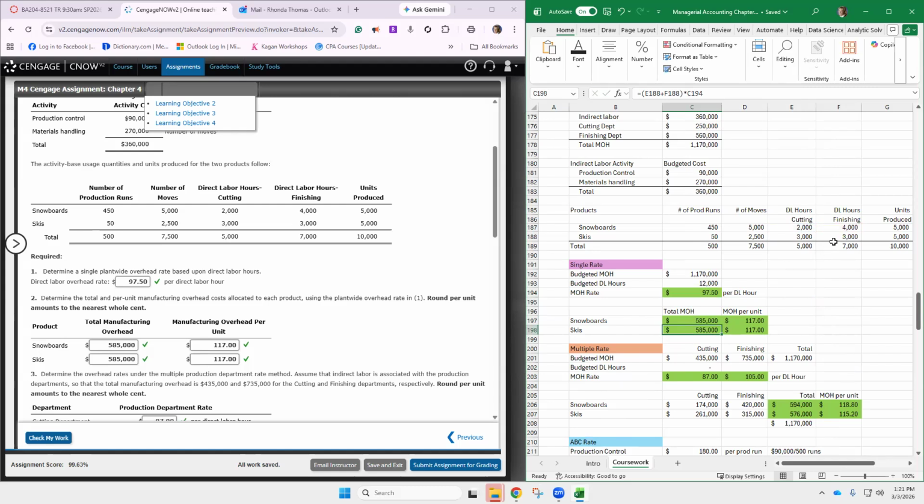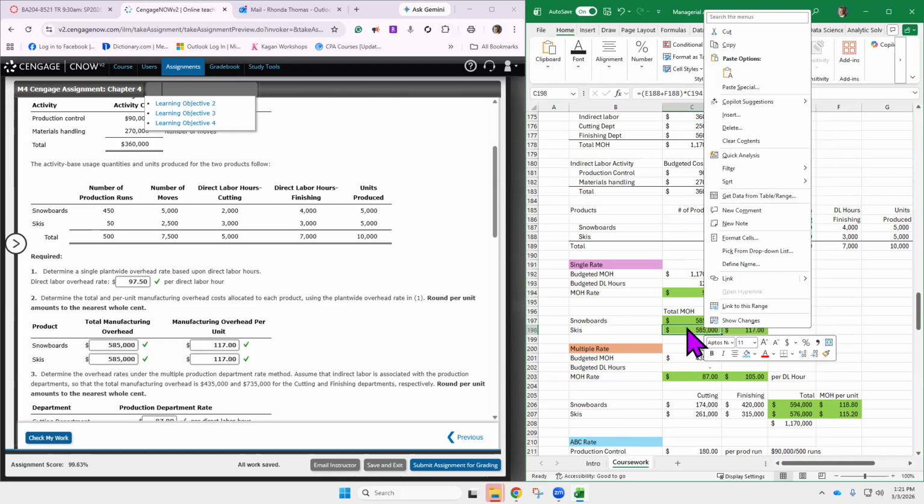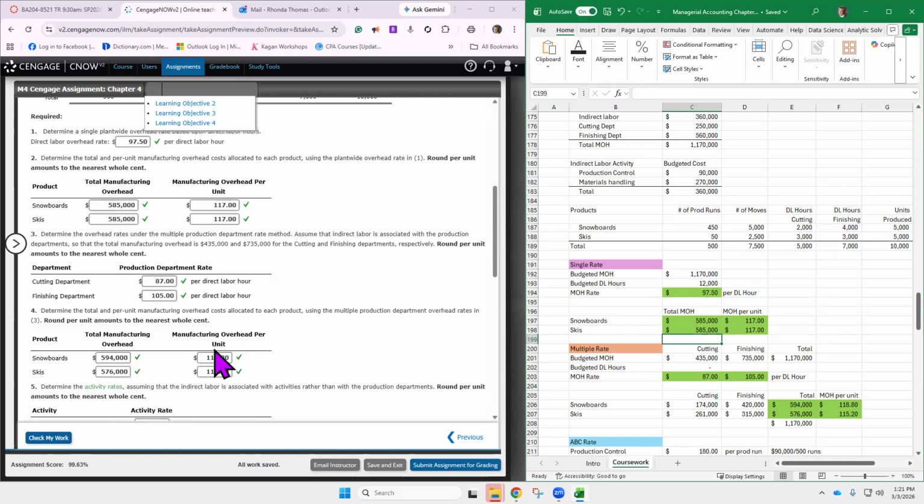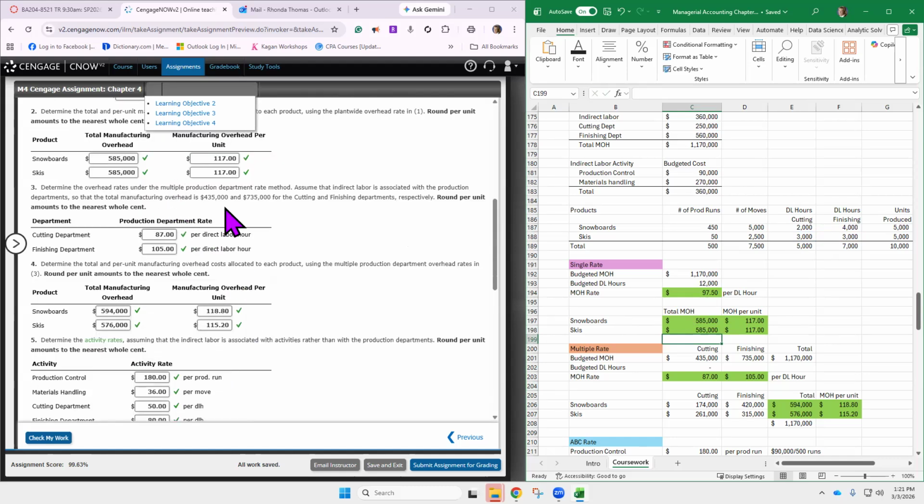Both departments add up to 12,000, right? So 2 plus 4 is 6, and 3 plus 3 is 6. So you get the same number of direct labor hours for each product. The single rate is the same amount of manufacturing overhead per snowboard. Now let's look at it from a multiple department rate.